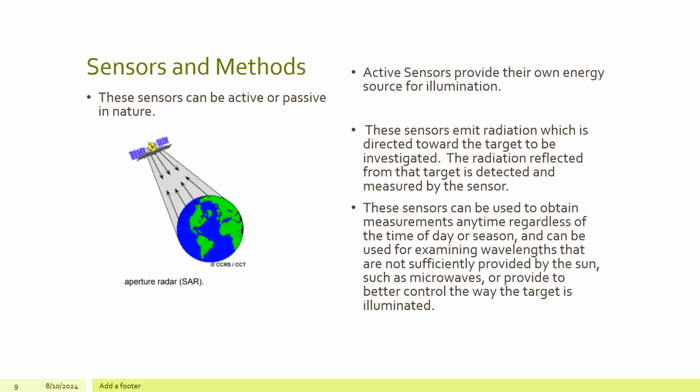Active sensors provide their own energy for the source of illumination. These are like your LiDAR systems that are sending out a beam of radiation and measuring what's being reflected back to it. This isn't dependent on time of day, season, or anything like that. It's providing its own illumination and is used for determining sometimes wavelengths that the sun can't provide, such as microwaves, so as to better control the way the target is illuminated.